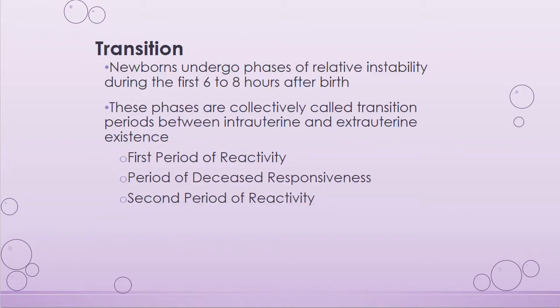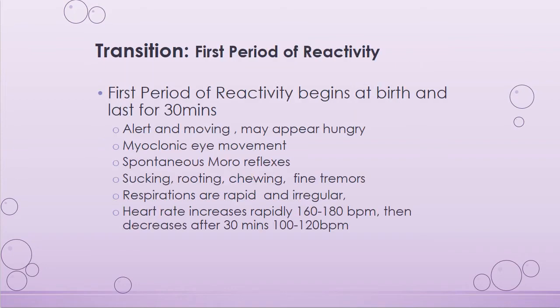So newborns undergo phases of relative instability. They have different phases. They're all collectively called that transition period between the intrauterine and the extrauterine life existence. We have a first period of reactivity, a period of decreased responsiveness, and a second period of reactivity. So now we're going to talk about these. Let's talk about the first period of reactivity. What is it? The first period of reactivity begins at birth and it lasts for about 30 minutes.